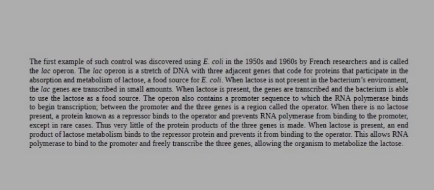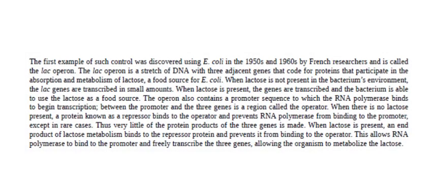The first example of such control was discovered using E. coli in the 1950s and 1960s by French researchers and is called the lac operon. The lac operon is a stretch of DNA with 3 adjacent genes that code for proteins that participate in the absorption and metabolism of lactose, a food source for E. coli. When lactose is not present in the bacterium's environment, the lac genes are transcribed in small amounts. When lactose is present, the genes are transcribed and the bacterium is able to use the lactose as a food source.